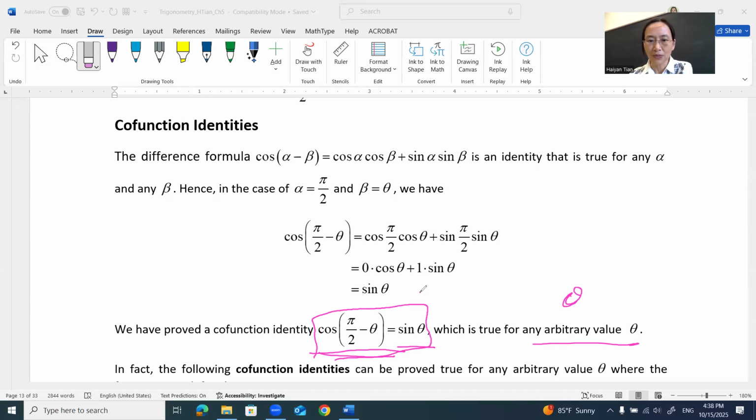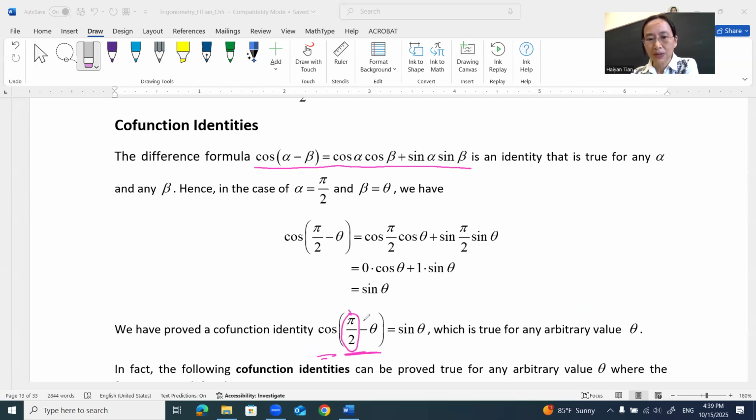It is still true, right? When theta is acute, we know the cofunction identity: cosine of the complement of theta is equal to sine theta. But when theta is anything, no matter whether it's acute or not, it is still true. So let's prove this cofunction identity. It is a difference formula for cosine. All we need is to replace in this formula alpha with half of pi and beta with theta.